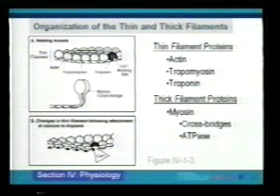What I want to address next is the general organization of the thin and the thick filaments. If we begin with the thin filaments, you should realize that thin filaments are made up of 3 different proteins. And you have to know the role played by each one of these proteins.